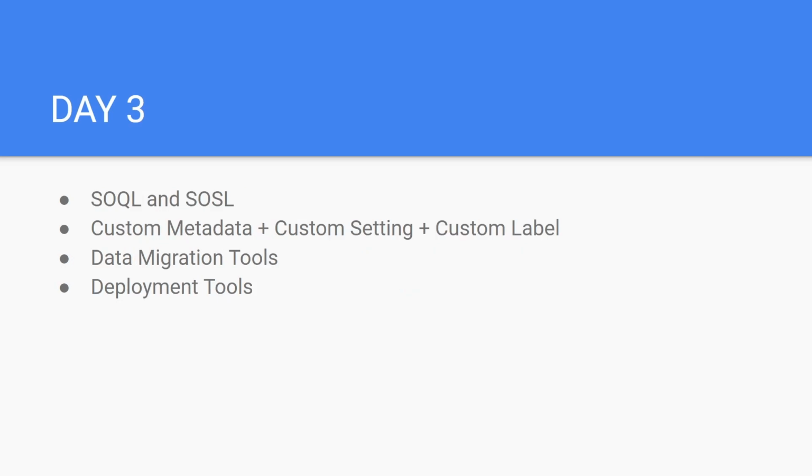And on day three, we are going to be more serious about the development side of things. So you can have a look at SOQL and SOSL, how to write different SOQL queries, what the use of SOSL is, and how the two are different from each other. And then you can move on to custom metadata and custom settings, and the differences between these three: custom labels, metadata and settings.